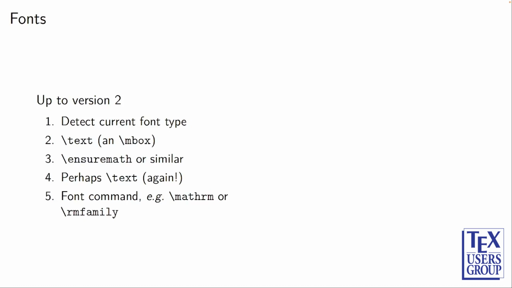So what siunitx does is it says, well, the official guidelines for typesetting units are they should be in an upright Roman font, and they shouldn't obey local font changes. So in version 2, that's implemented by detecting the current font, using an mbox, so text, to force us out of math mode, then forcing us back into math mode, and then potentially applying text again if we want to typeset in text mode, and then adding whatever font commands we need to restore whichever local font settings we've been asked to.